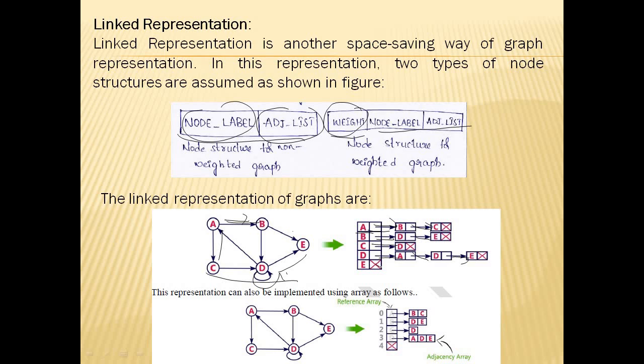So whatever links we have, they will be represented. It means just the adjacency list is represented. And in another way of representation, an array.